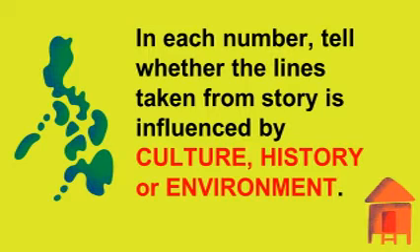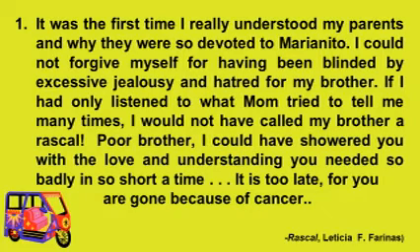Next, in each number, tell whether the lines taken from the story are influenced by culture, history, or environment. Number 1. It was the first time I really understood my parents and why they were so devoted to Marianito. I could not forgive myself for having been blinded by excessive jealousy and hatred for my brother. If I had only listened to what Mom tried to tell me many times, I would not have called my brother a rascal. Poor brother, I could have showered you with the love and understanding you needed so badly in a short time. It is too late, for you are gone because of cancer. So this is influenced by the environment.